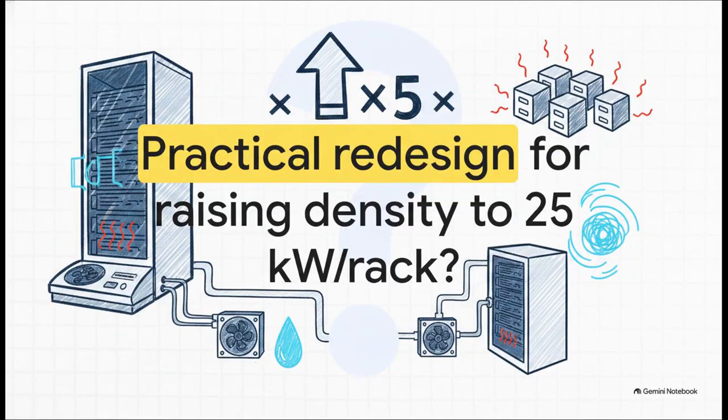Consider this very modern, real-world scenario. A facility needs to raise its rack density from 5 kilowatts all the way to 25 kilowatts to support new GPU servers. What is the most practical redesign approach without a full rebuild? Think critically here. If you can't just tear down the whole building and start over, how do you manage a massive 5x jump in heat for just a handful of racks?